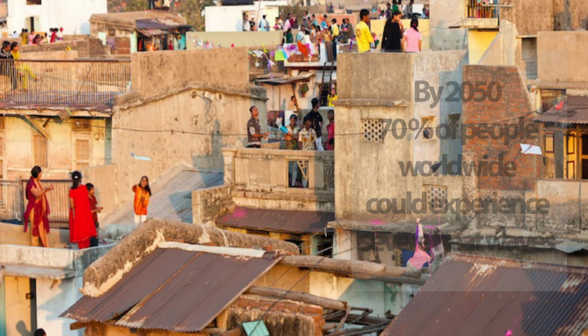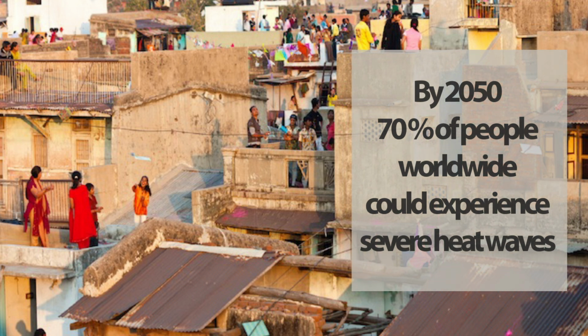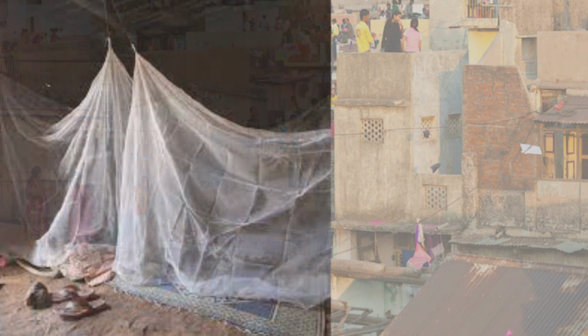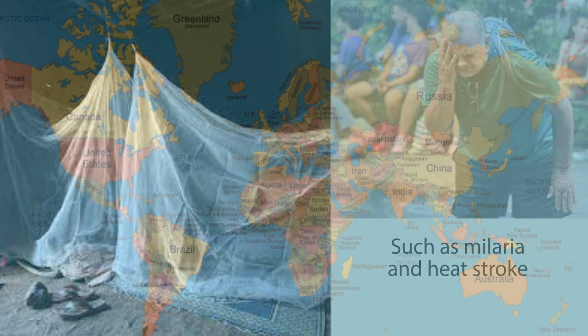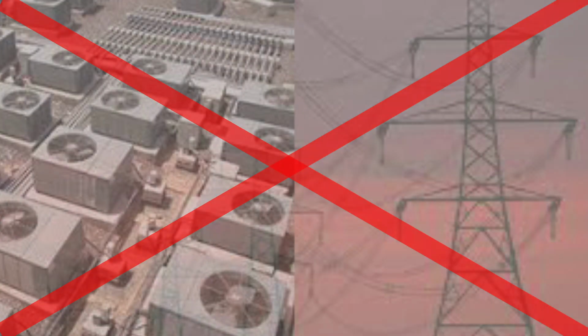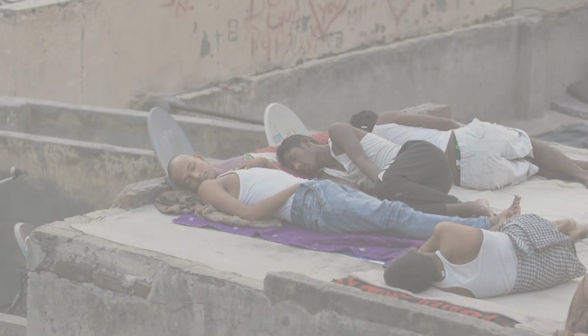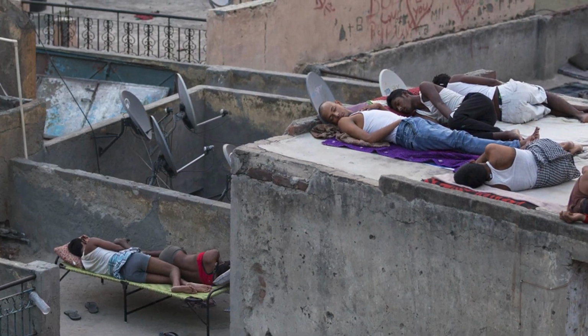Did you know that by 2050 more than 70% of people worldwide could experience severe heat waves, and it is the lower income communities in developing nations that are most vulnerable to heat-related illnesses and deaths due to geographical location and lack of access to resources such as electricity and air conditioning. In fact, less than 1/3 of global households have access to air conditioning.